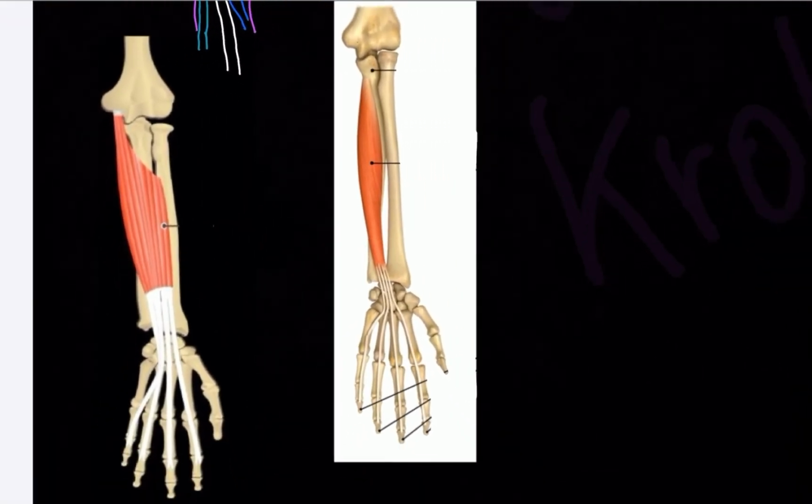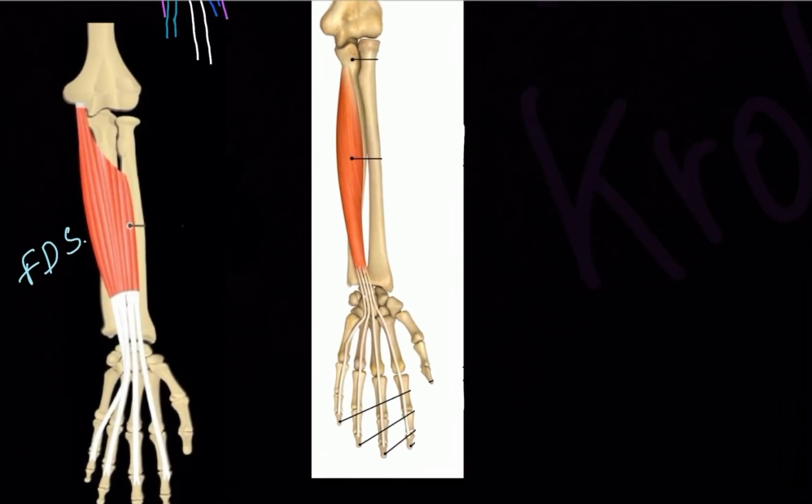You can see this is flexor digitorum superficialis. This is FDS coming from the epicondyle, going till where? It is going till your intermediate phalanx. You can see, right? Your intermediate phalanx. You can see the thumb is not innervated. Why is that so? I'll tell you in a few minutes.